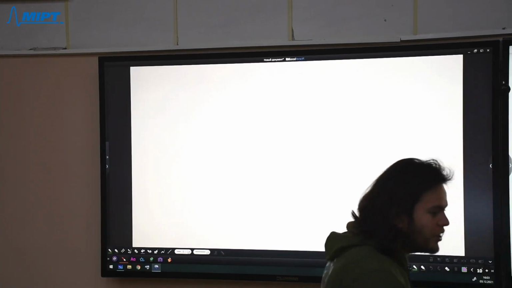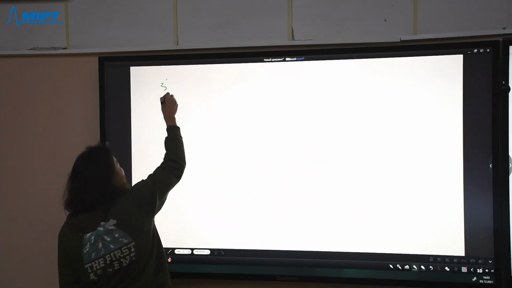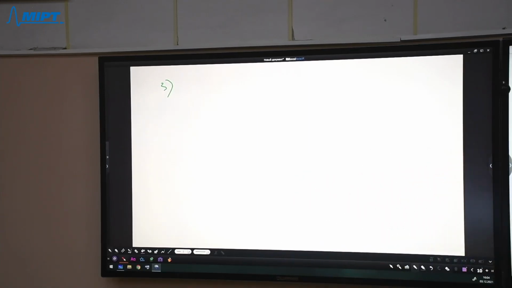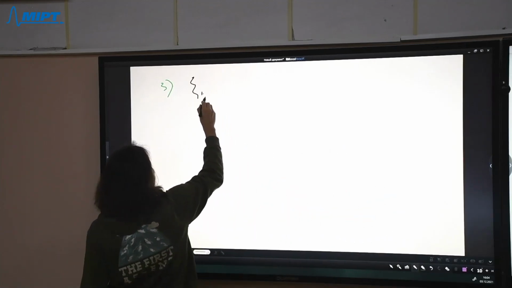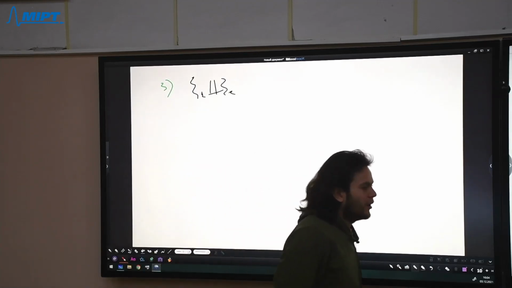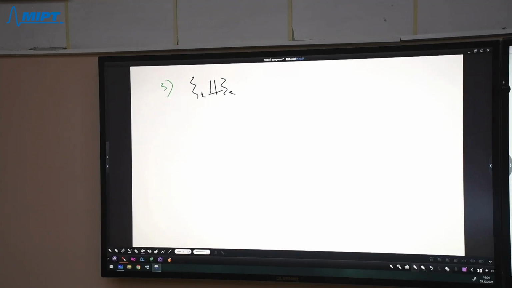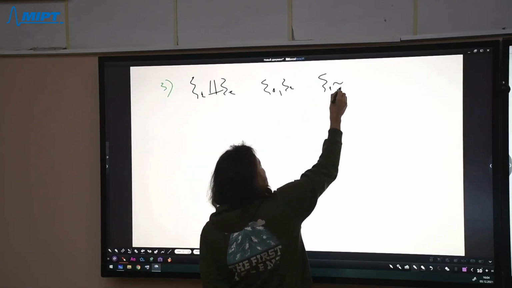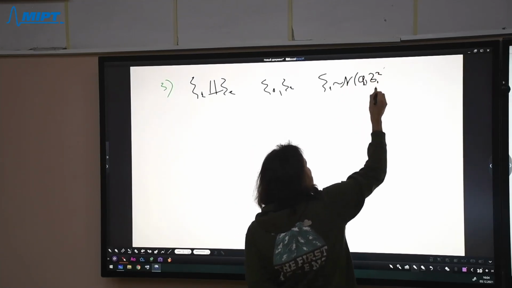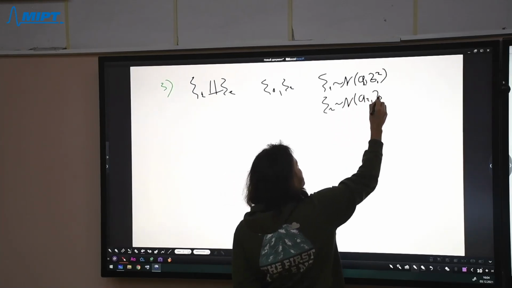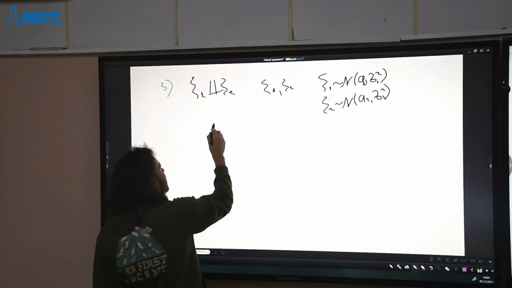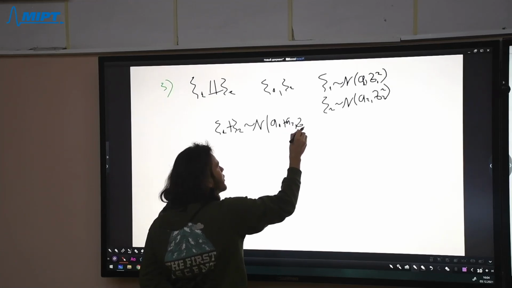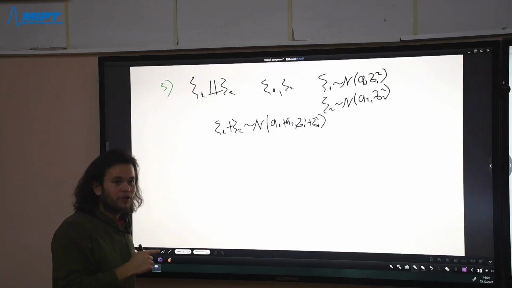Again, we know that if we have two independent random variables with normal distribution, so psi1 is independent from psi2, and psi1 has normal distribution with parameters a1, sigma 1 squared, and psi2 has normal distribution with parameters a2, sigma 2 squared, we already proved that psi1 plus psi2 has a normal distribution with parameters a1 plus a2, sigma 1 squared plus sigma 2 squared. And we proved it using the density.